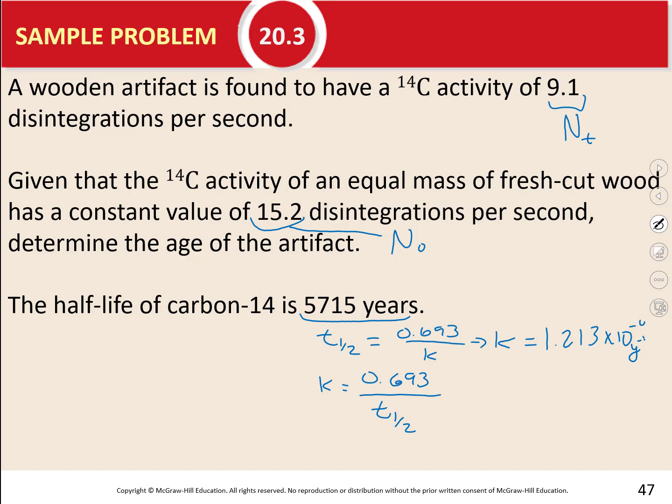All right, now that we have k, we can plug it into our integrated rate law. Natural log of N_t, which is going to be that 9.1 disintegrations per minute, divided by our initial activity, N0, which is the 15.2, is equal to negative k times t, and we now know that k is 1.213 times 10 to the negative 4 reciprocal years times t. So what we're solving for here is t.